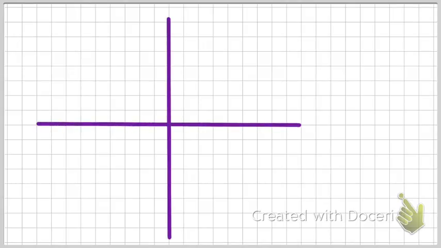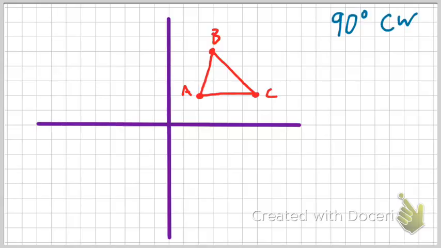We'll start off with a triangle. We'll go here, here, here. Okay. This will be triangle A, B, C. Now, we're going to rotate this. We'll go 90 degrees clockwise.